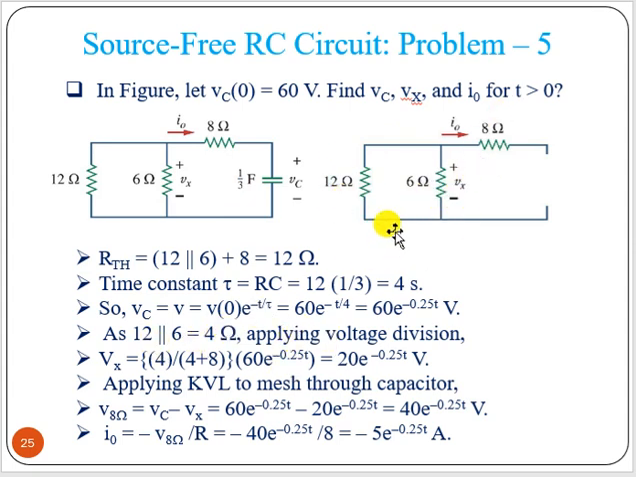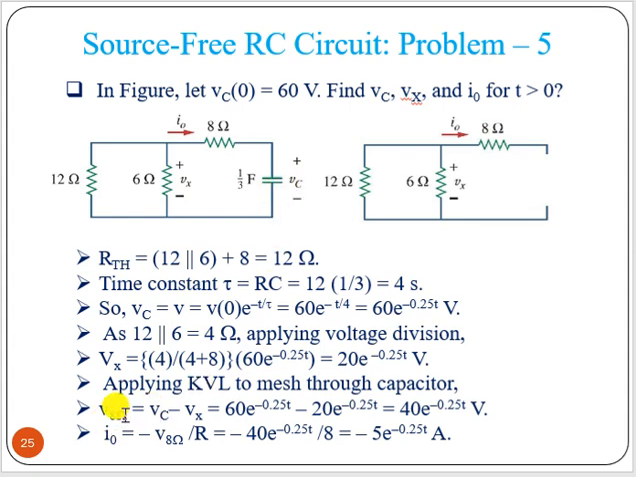Now we can apply the voltage divider rule to get Vx, because the voltage will be the same across these two terminals, 12 ohm and 6 ohm. So that will be 4 ohm divided by 8 plus 4, into the Vc value. We got Vx.